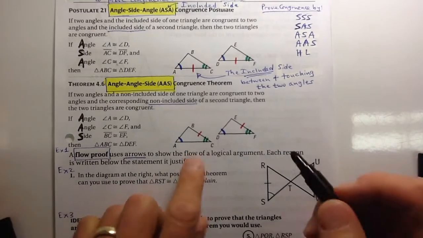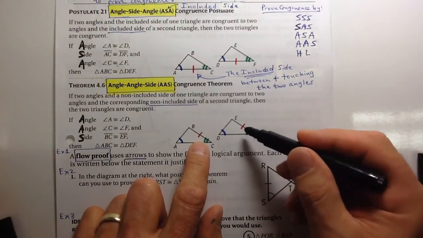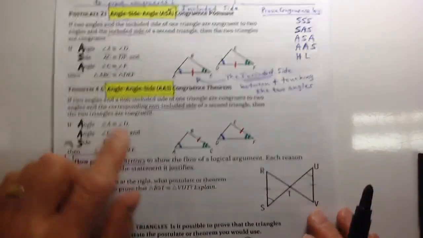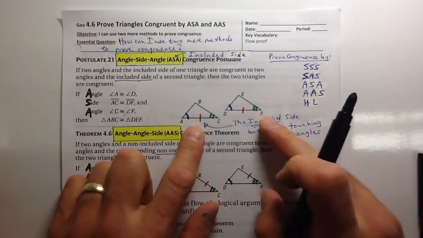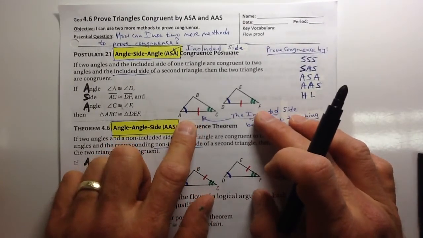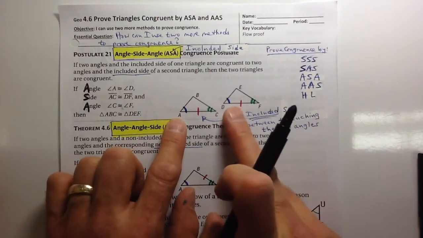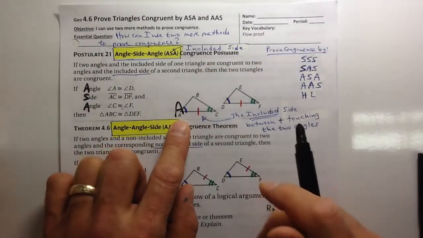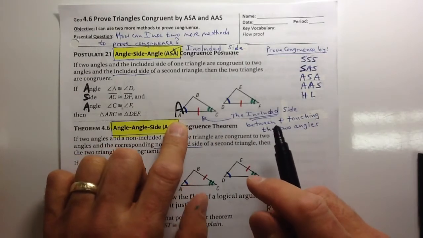But this pair of sides are not the included sides. So let's mark these up. I wanted you to see them unmarked first, and then say, okay, what do I have here? So I have a pair of angles. Remember, I only mark one of these angles with a big old fat A.